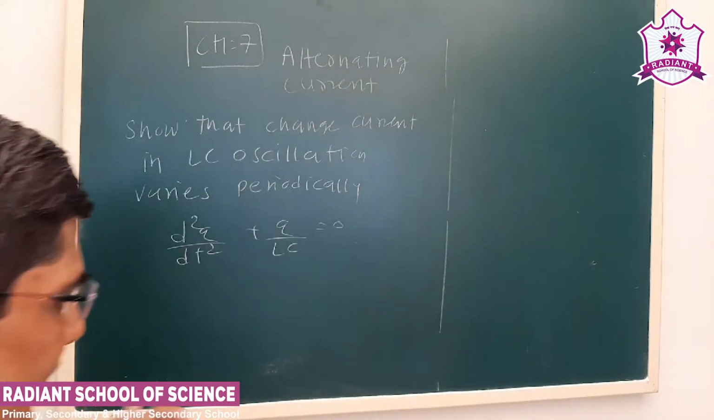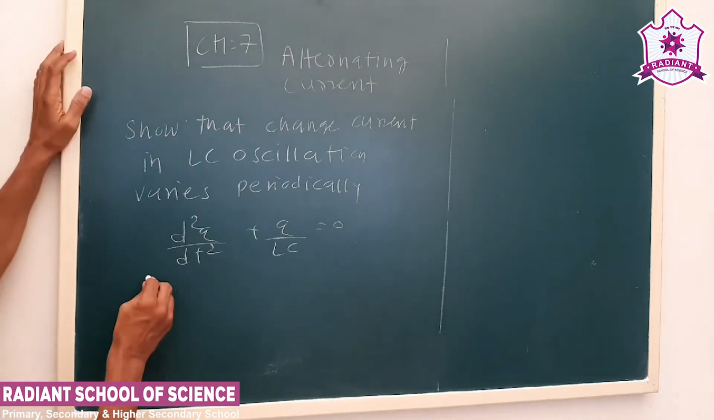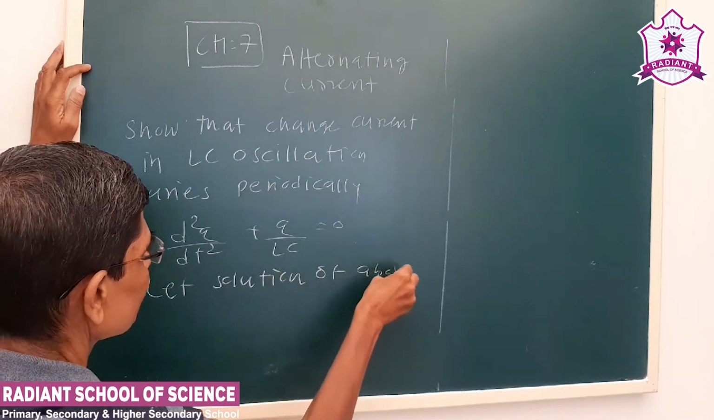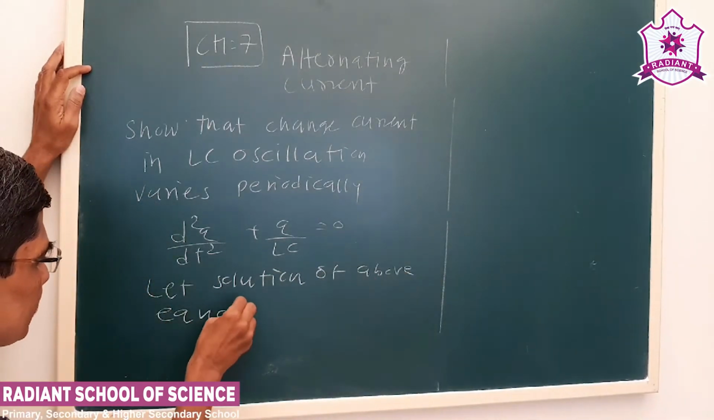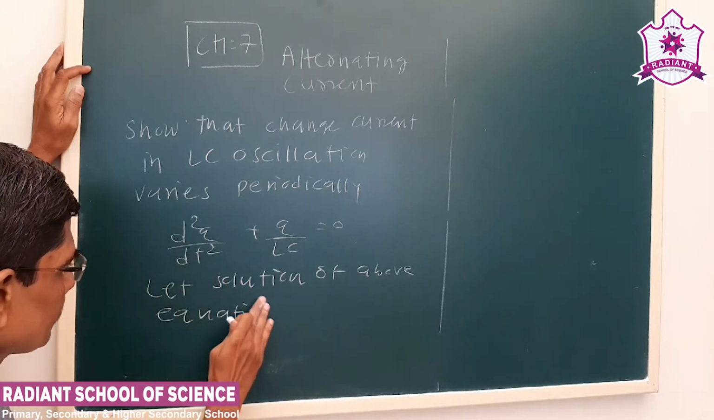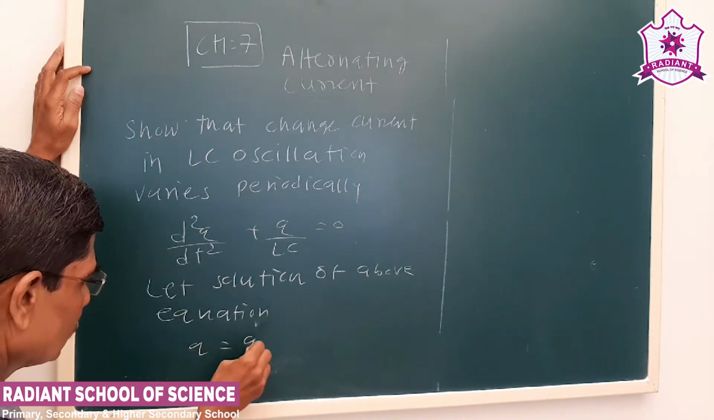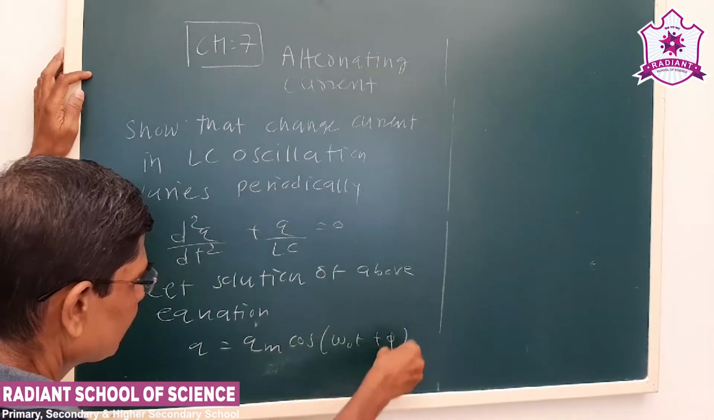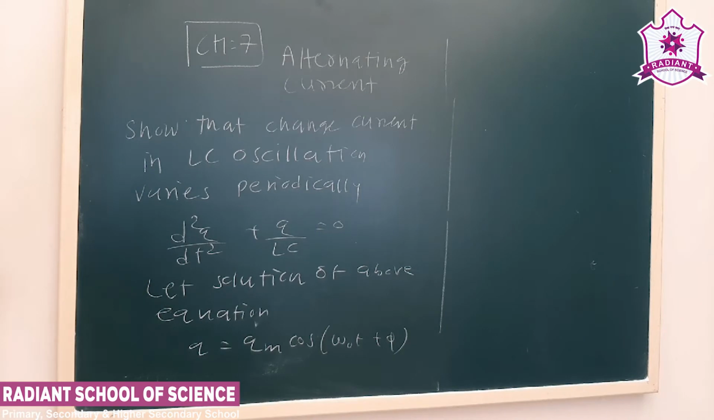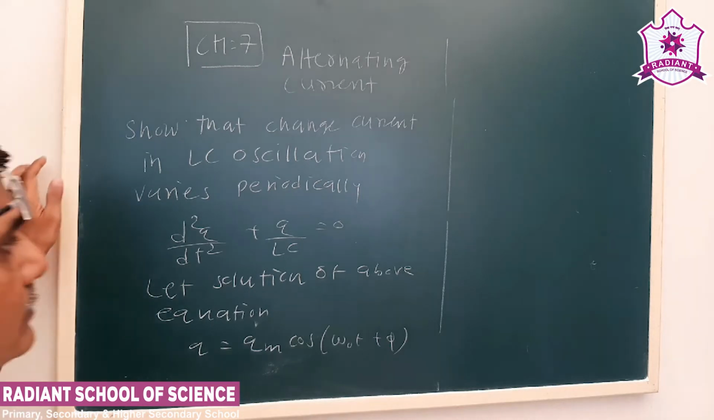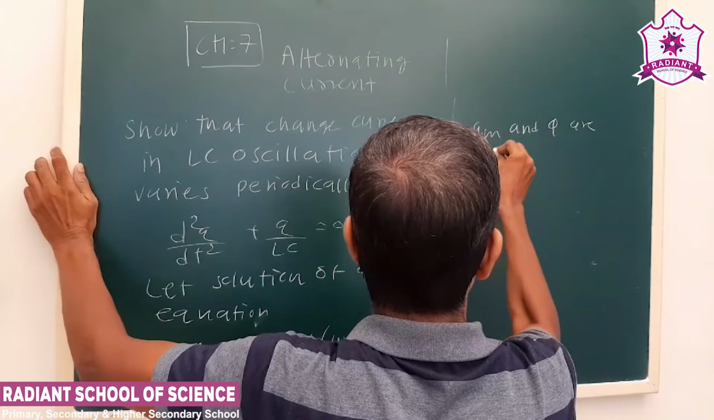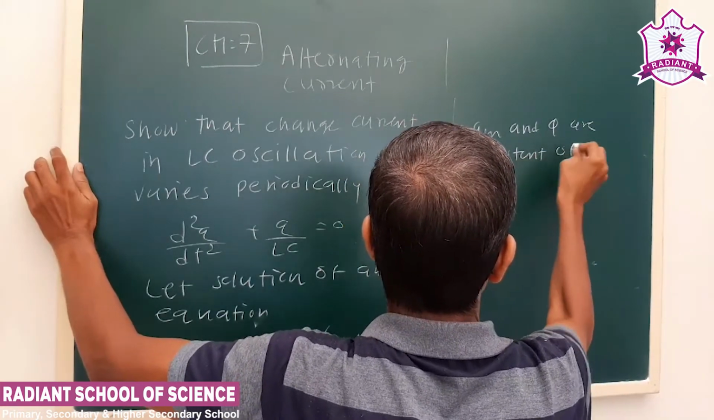So here we assume that, let the solution of the above equation be q is equal to qm cos of omega 0 t plus phi. Okay, here qm and phi are constants of the equation.